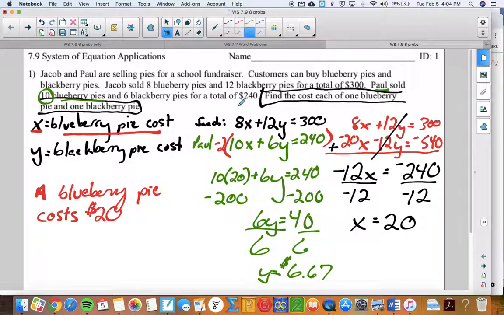So I'm just checking my work. I'm plugging 20 in there, and I get 160. And if I call it $7, that gives me 84. That doesn't add up to 300. So I made a mistake somewhere. Let's see if I can find it quickly.